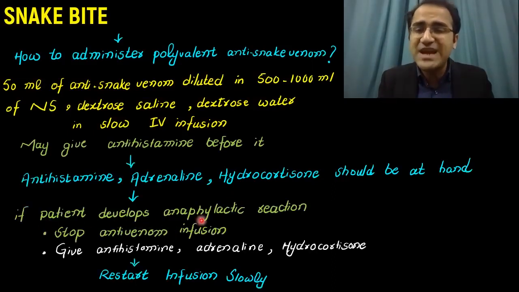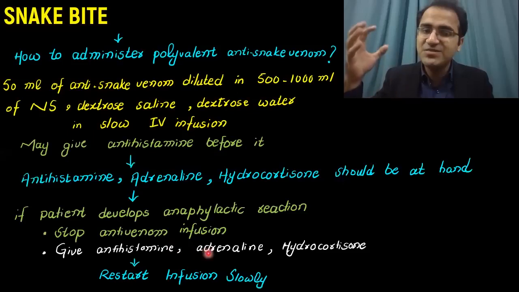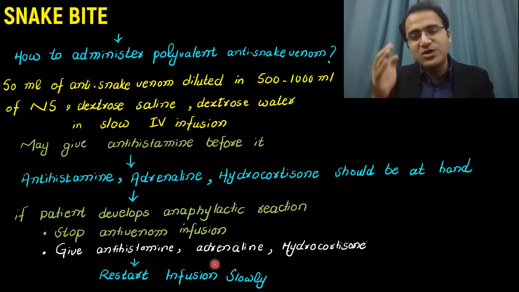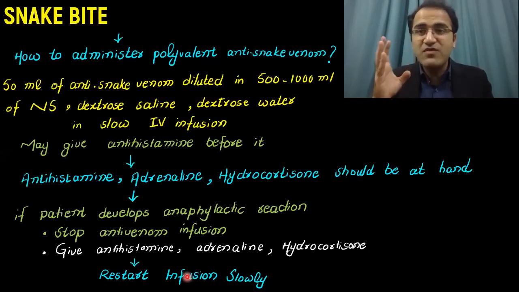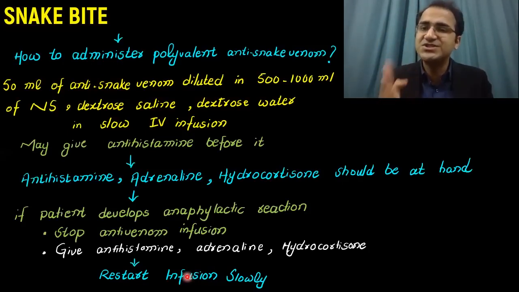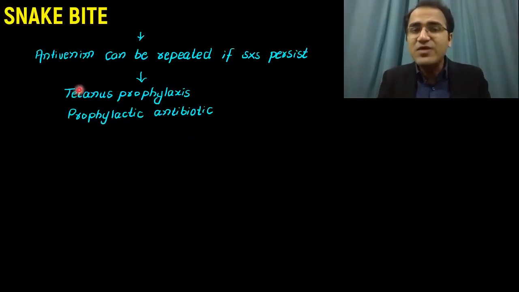If the patient develops anaphylactic reaction, what you need to do is that you have to stop the anti-snake venom infusion. You have to give antihistamine, adrenaline, hydrocortisone, and then you wait for some time. If the patient gets better, you slowly restart the infusion. I have talked about anaphylactic reaction management in detail in my video on emergency treatment of anaphylactic shock. You can check out the link of that video in the description below. Anti-venom dose can be repeated if the symptoms persist.